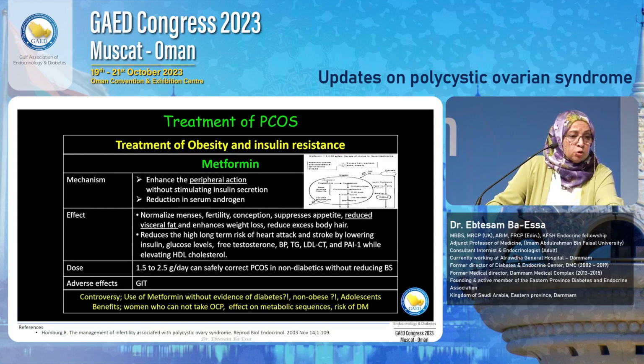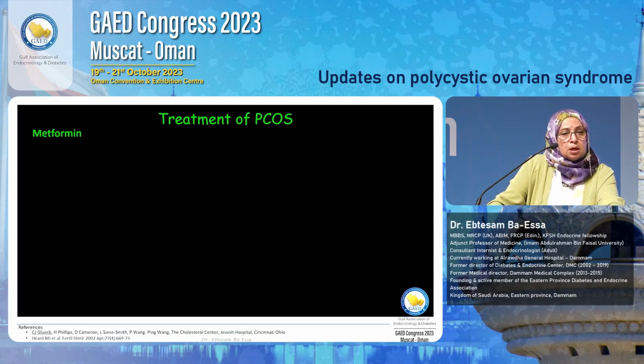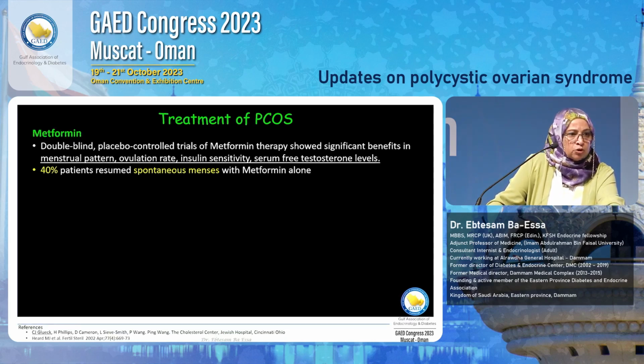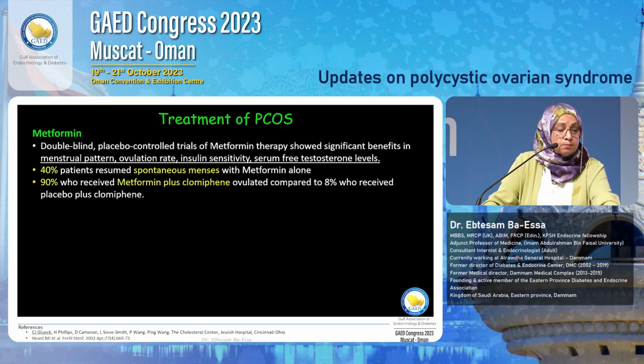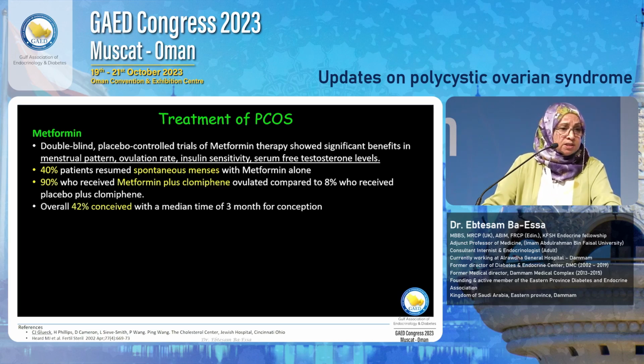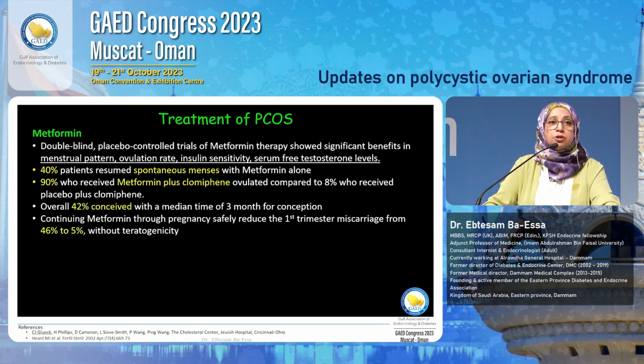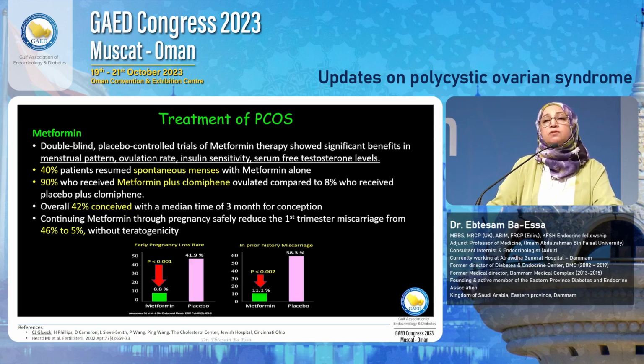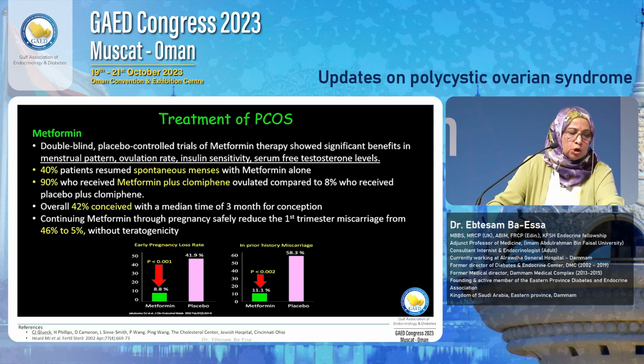We still have controversial issues about whether to use it in people without diabetes, in non-obese patients, and in adolescent care. Studies have shown that metformin alone may improve insulin resistance, especially if it is used with clomiphene to induce ovulation as well as pregnancy, and it even reduces the risk of abortion and early pregnancy loss, especially with previous loss.